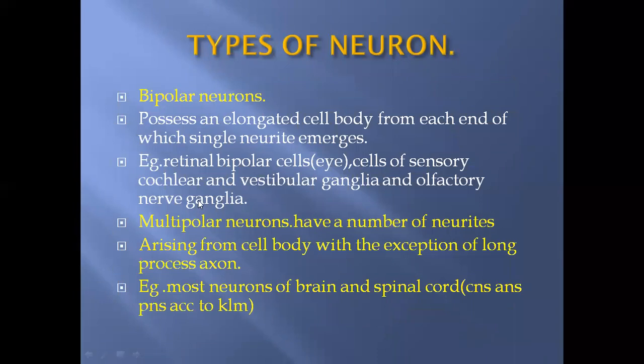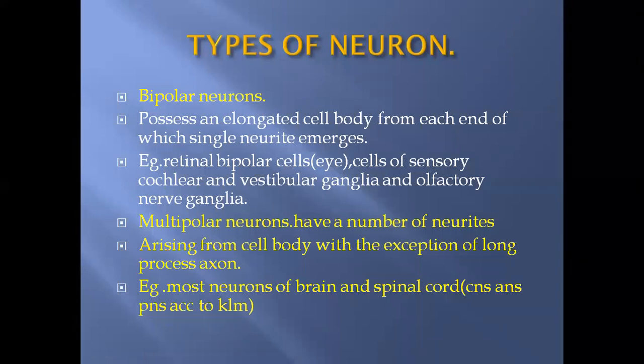The best examples of bipolar neurons are the retinal bipolar cells, cells of the sensory cochlear and vestibular ganglia, and the olfactory nerve ganglia. Retinal bipolar cells are present in the eye, cells of the sensory cochlear and vestibular ganglia are present in the ear, and olfactory nerve ganglia are present in the nasal mucosa.